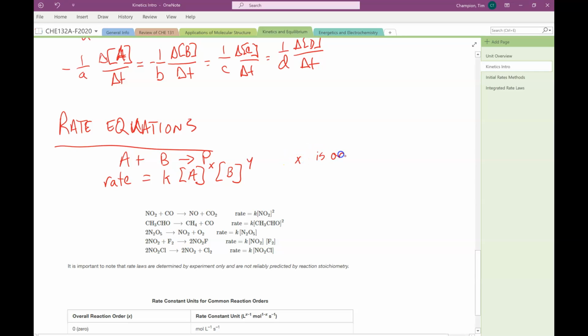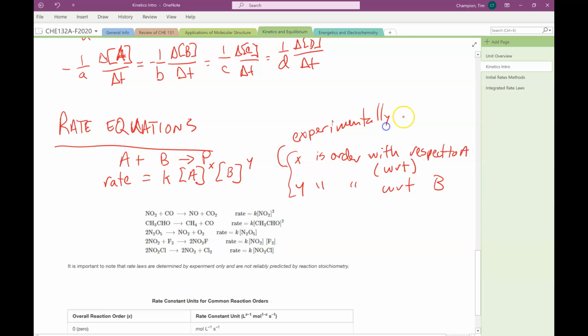x is the order with respect to A, and we're going to call the shortcut "with respect to" WRT. y is the order WRT B, the order with respect to B, and these are experimentally determined. We can't just look at a reaction and tell what those values are. They can be predicted by mechanisms.